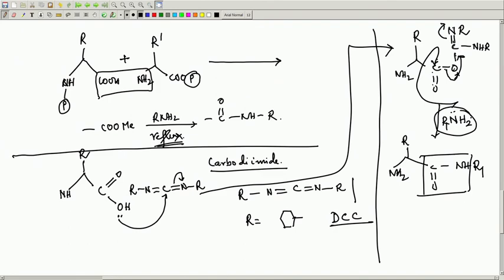And what comes out here, that is also interesting. So, you get one equivalent of this C double bond O NHR and NHR. This is nothing but a urea derivative. This is called DCU, dicyclohexyl urea. Urea is only NH2, NH2. Okay. So, let us go to the next page.